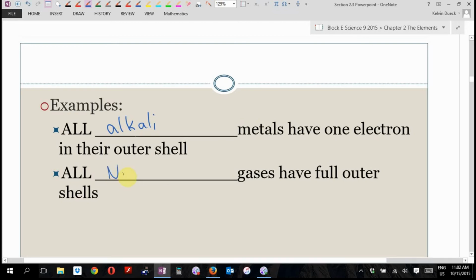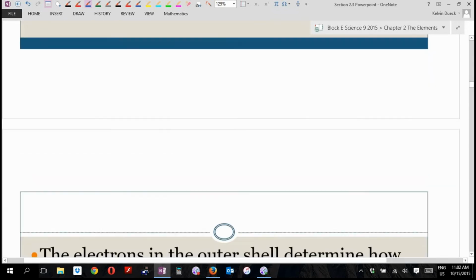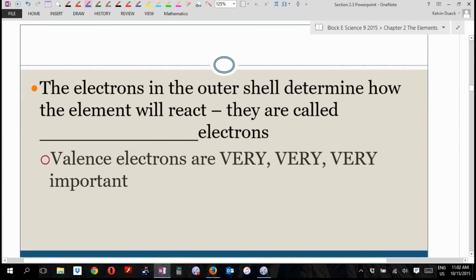All noble gases have full outer shells. And because they have full outer shells, you really have to do something fancy in a lab to get them to react. They don't want to. The electrons in the outer shell determine how the element reacts.